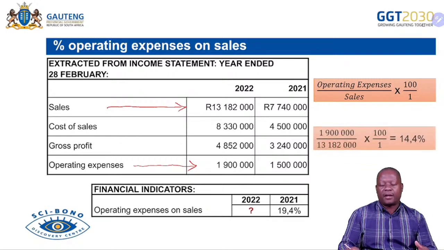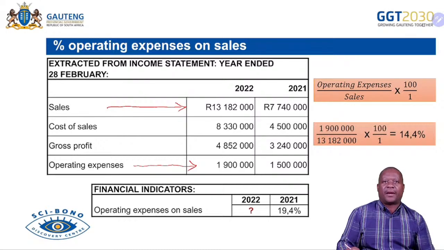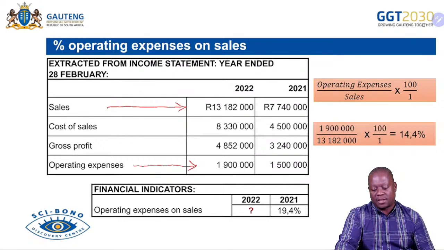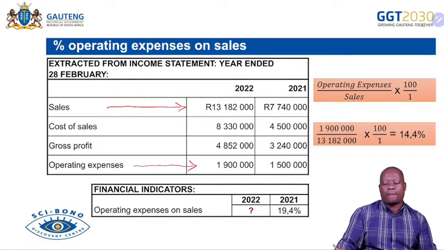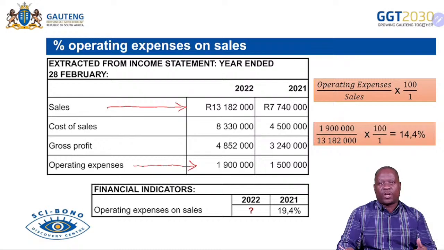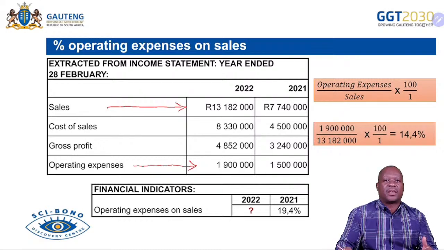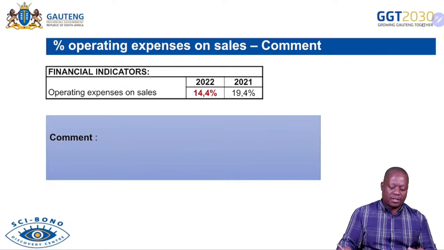So there we are, 1,900,000 divided by 13,182,000. When we multiply by 100, it gives us 14.4%. Very important to indicate our percentage as the unit that we are going to be having for operating expenses on sales.